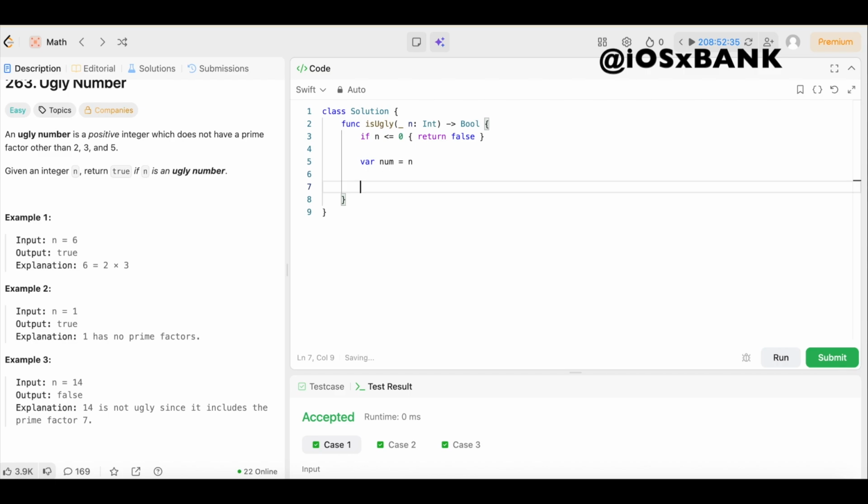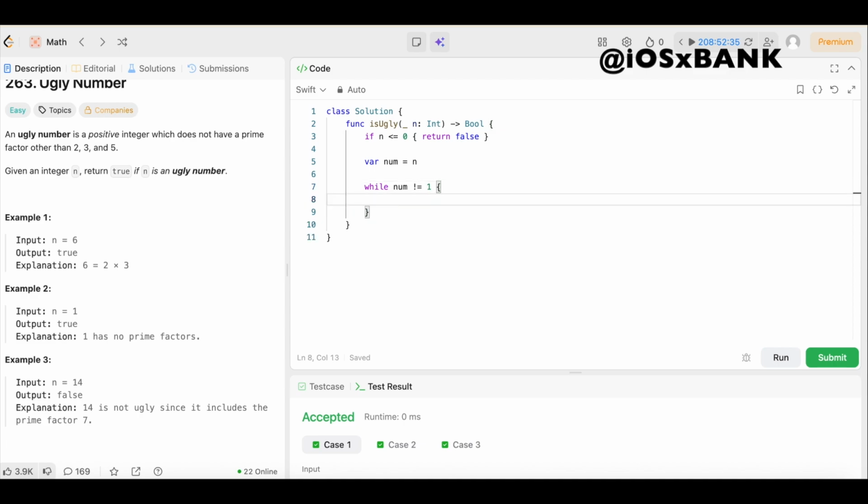Boom. Now we're going to continue reducing the number until it becomes 1. So we're going to say while num not equals 1. While num does not equal 1, if it's divisible by 2, we're going to remove one factor of 2. So we're going to say if num mod 2 equals 0. What this mod sign means is the remainder. So if we divide num by 2 and the remainder is 0, then we know it's divisible, and we're going to say num divided by equals 2.